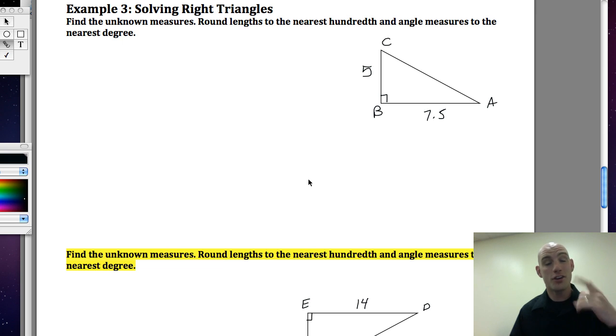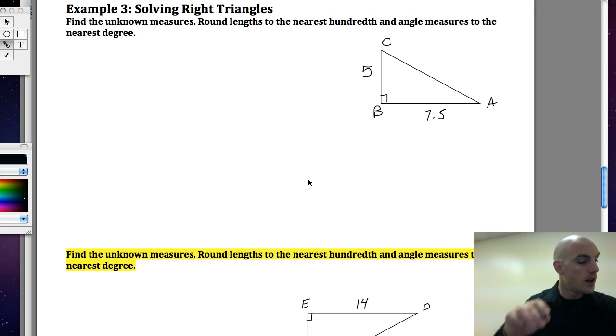Most of the time, you're going to know at least one angle because you're going to have that 90-degree angle, and you're going to have at least 1 or 2 sides, depending on what they give you other than that. Okay? So, here is one way. You'll notice you have 5 and 7.5. So your first method, you could use the Pythagorean Theorem.